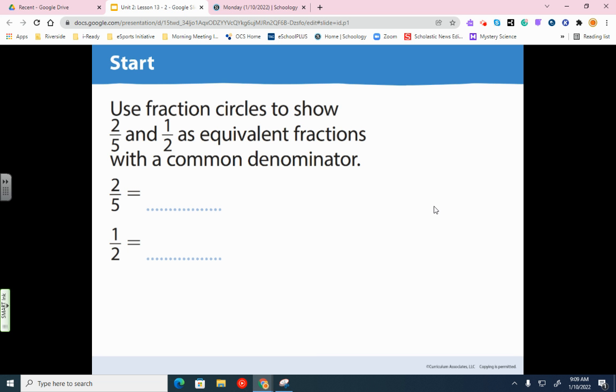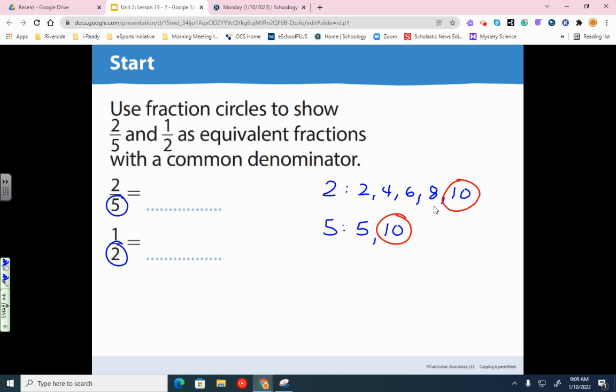But more equivalent fractions. Use fraction circles to show 2/5 and 1/2 as equivalent fractions with a common denominator. We don't have to really do that. What they're basically asking us to do is what we've been doing all along: we want to find a common denominator between 5 and 2. So over here, let's do this. We have 2, 4, 6, 8, and 10. And for this, we have 5 and 10. So we know right away there's that.